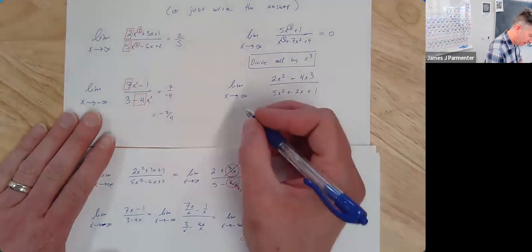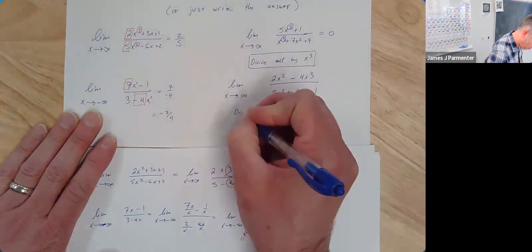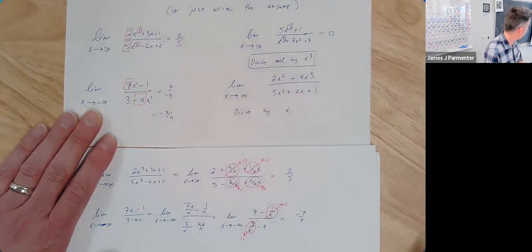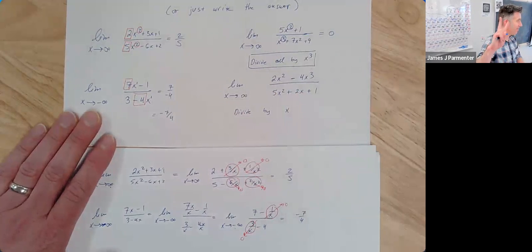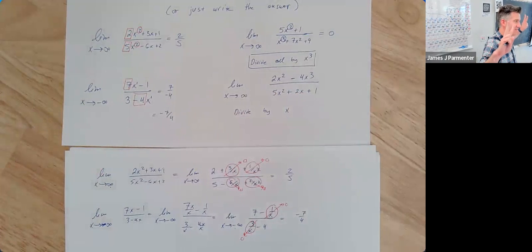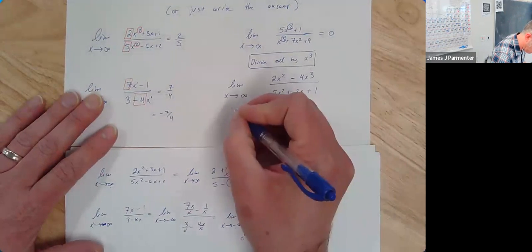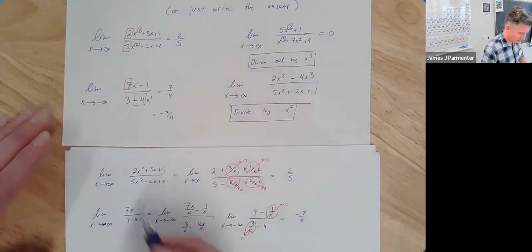So here we're going to divide by, what are we going to divide by? X to the second or x to the third? It is the second. So the general rule for dealing with limits as x goes to infinity of rational expressions like this is to divide by the thing that's growing the fastest in the denominator. So here we're going to divide everything by x squared. I will show that work down here.